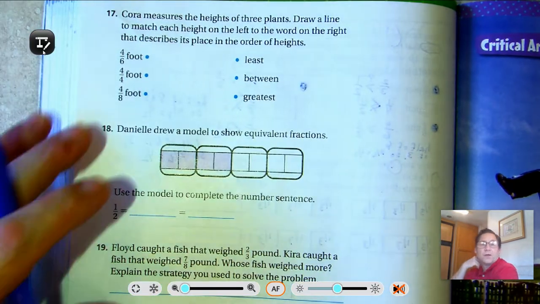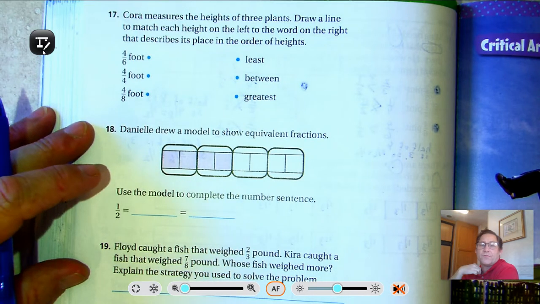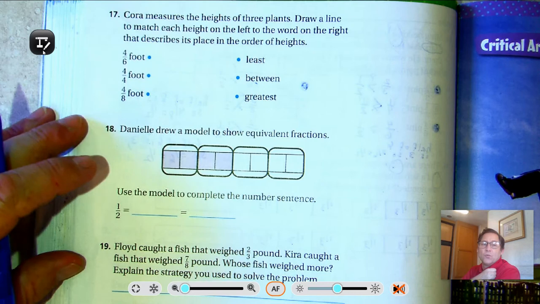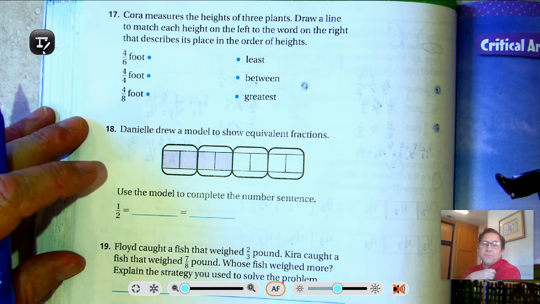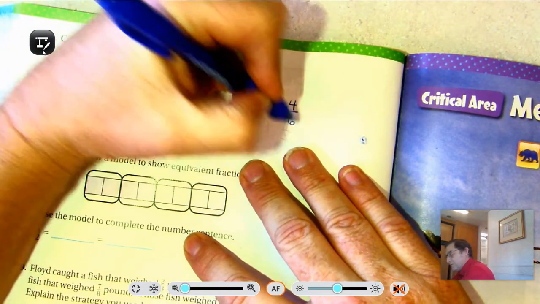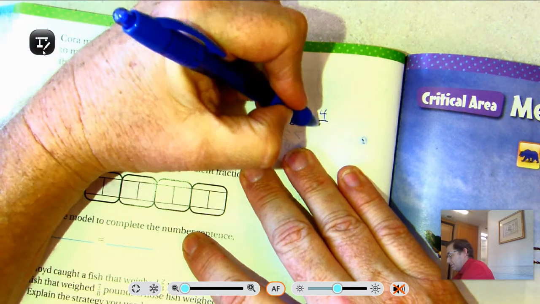Page 402, number 17. Cora measures the heights of 3 plants. Draw a line to match each height on the left to the word on the right that describes its place in the order of heights. Okay, so let's just compare them ourselves over here without even looking at the answers.